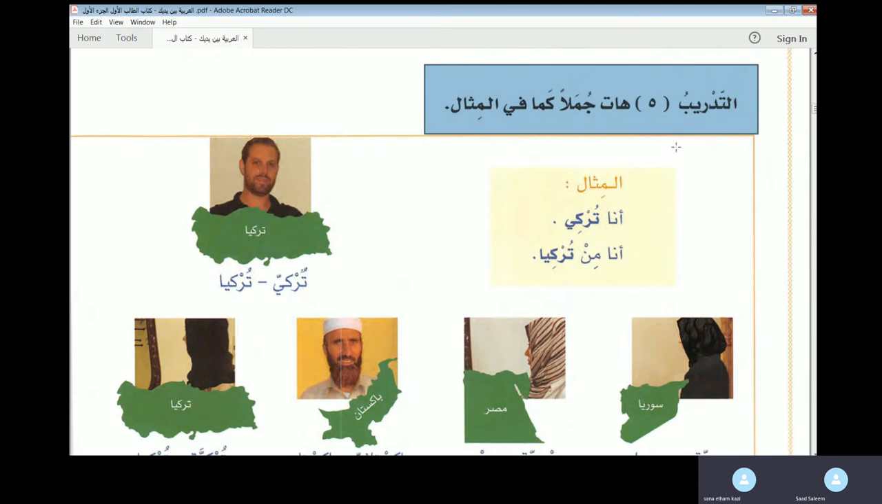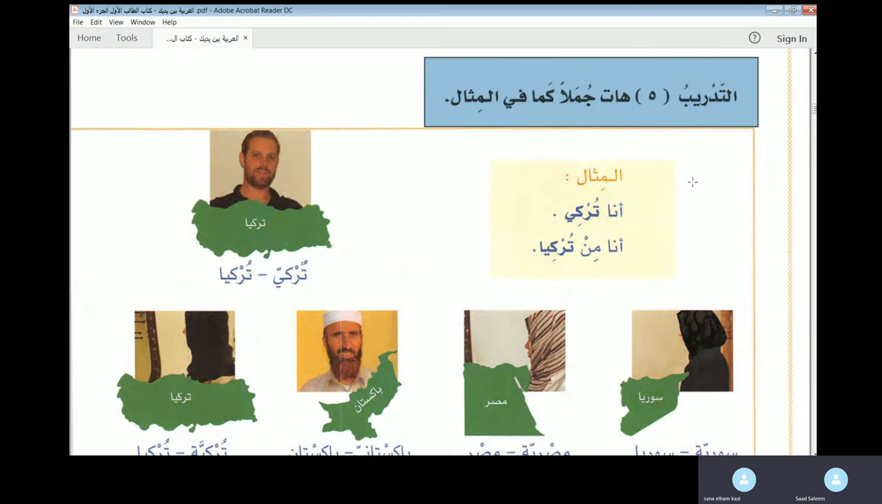At-tadribul khamis. We don't say at-tadribu khamsatin like that. No, no. Khamsa, why not thalatha, arba? That is simple counting. This is fifth, first, second, third, fourth, fifth. This is ordinal counting. Here we are discussing ordinal counting, edad tartibia. So this is the fifth exercise, not five exercise.